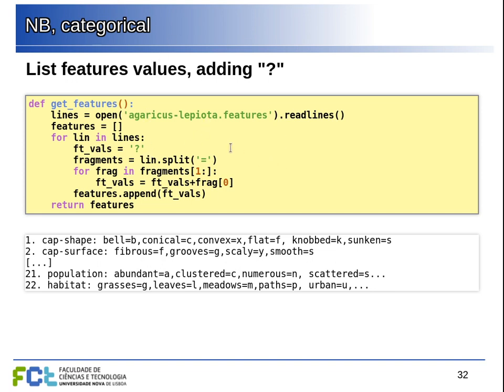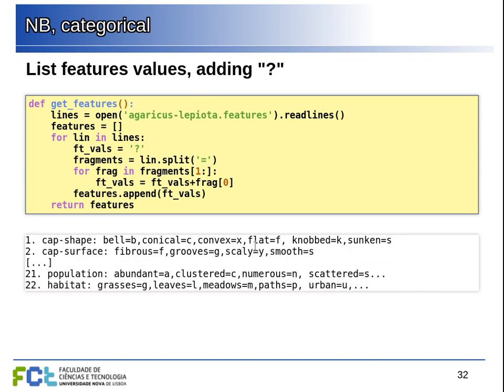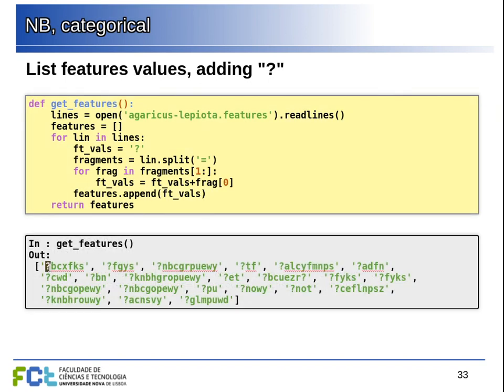So this consists in just reading the file which describes all the features, splitting here on the equals sign so that we get these different letters, and we concatenate everything into a string. So for cap shape, for example, we will have this string, which is unknown, B for bell, C for conical, and so on. Then for the other features, these possible values, and we have a list with the possible values for all the different features.